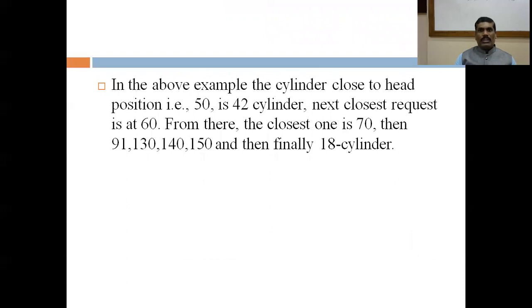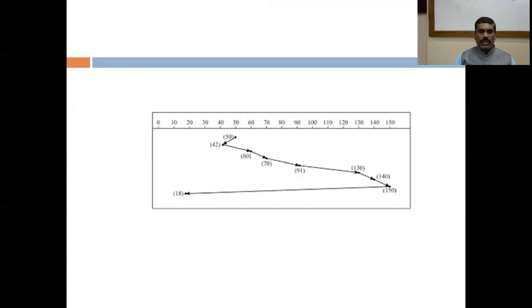In the above example, the cylinder close to the head position, that is 50, is 42. Next closest cylinder is 60. From there, the closest one is 70, then 91, then 130, then 140, then 150, and then finally go to the cylinder number 18. So if you see, we are moving from 50 to 42, 42 to 60, 60 to 70, 70 to 91, 91 to 130, 130 to 140, 140 to 150, and after 150, we are moving to the cylinder number 18.